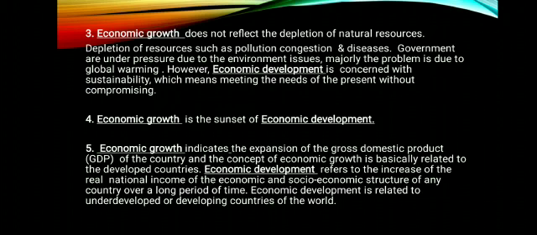Fifth, economic growth indicates the expansion of the gross domestic product (GDP) of the country, and the concept of economic growth is basically related to developed countries. Economic development refers to the increase of the real national income and the socio-economic structures of any country over a long period of time. Economic development is related to the underdeveloped or developing countries of the world.